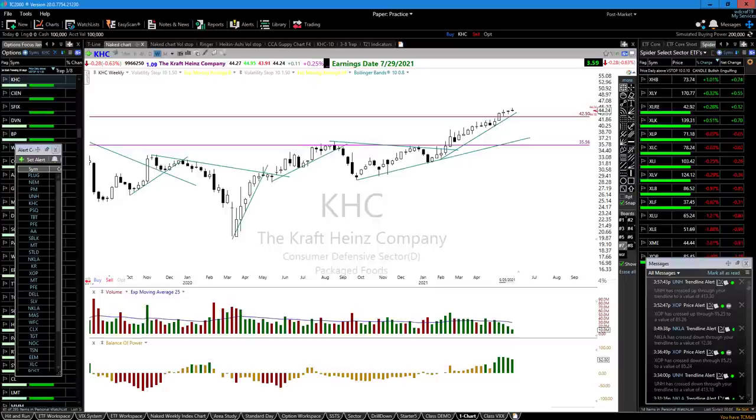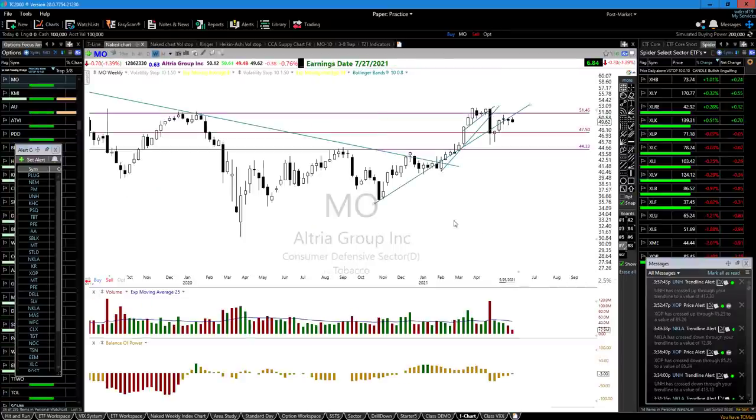We did the same thing on a weekly trade in Altria. The entry was right here. There's that downtrend. There's that nice tight consolidation. Right here is the entry candle. Stop loss right underneath it. We made a bucket load of money on that one.